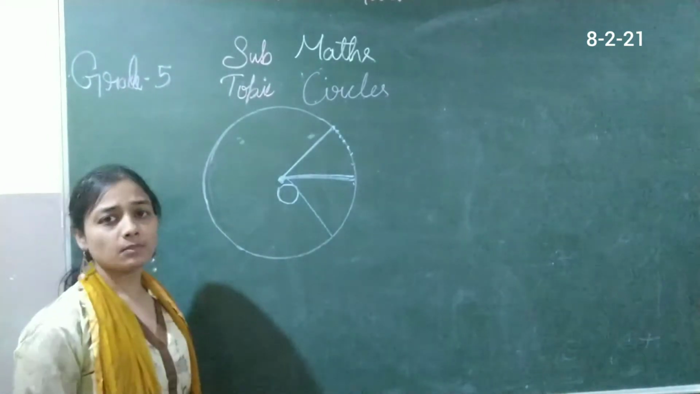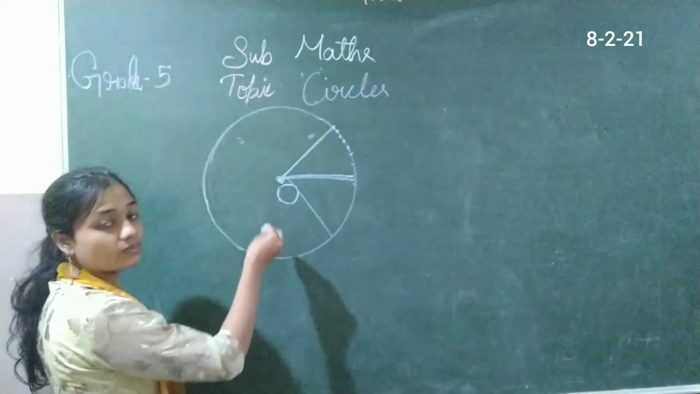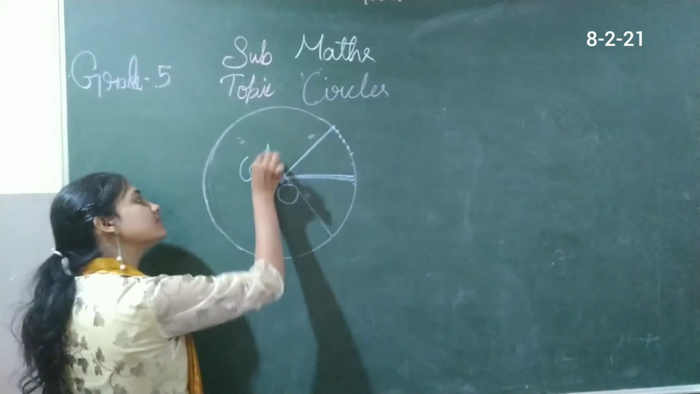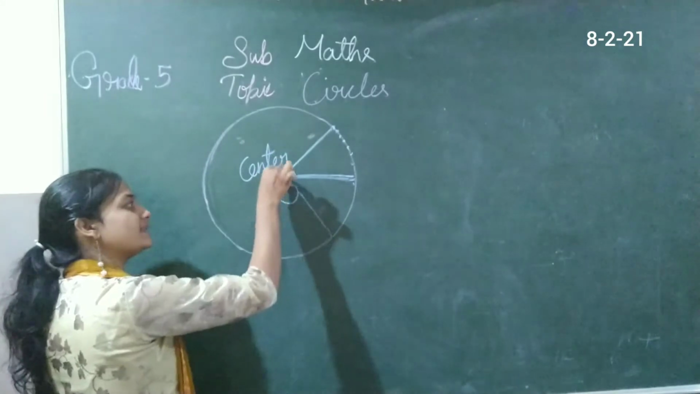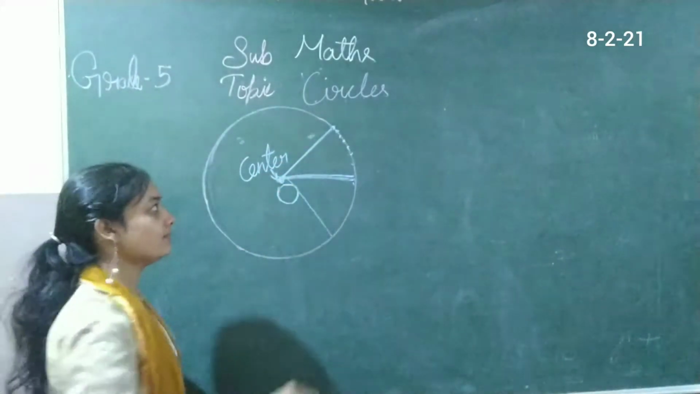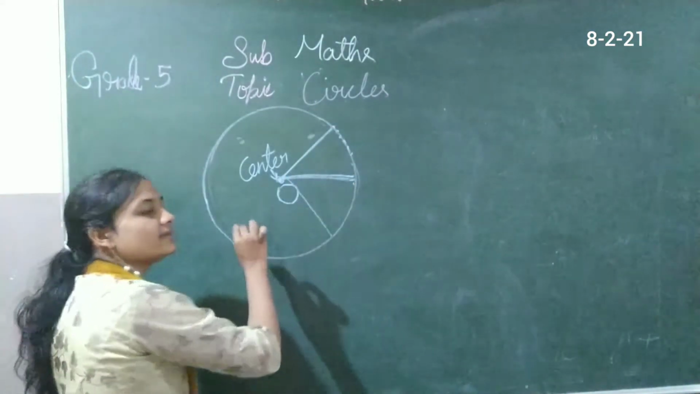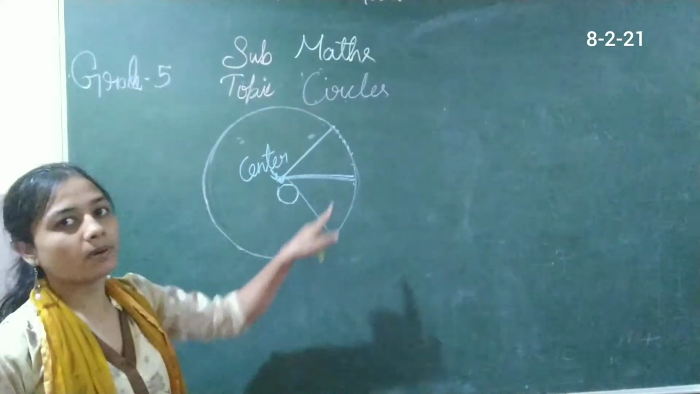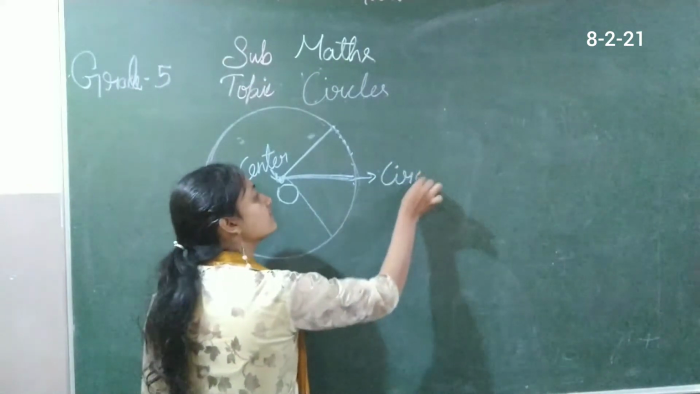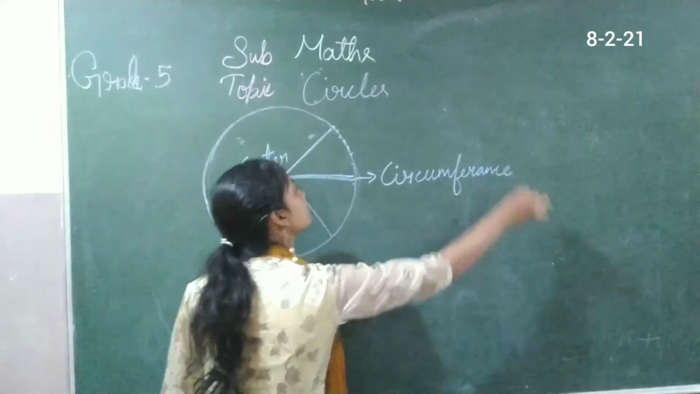Now let us learn some more things about the circle. So what is this fixed point? It has a name. It is the center of a circle. Now come to these points or the line here. This outer line or the boundary line is called the circumference.